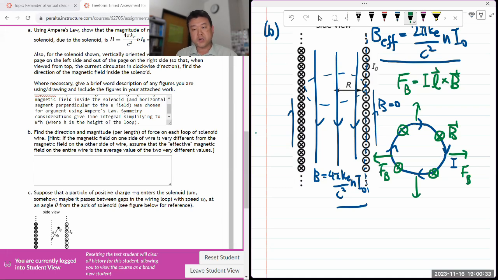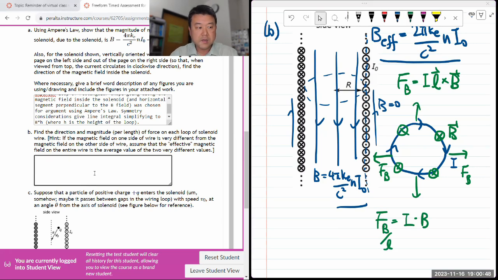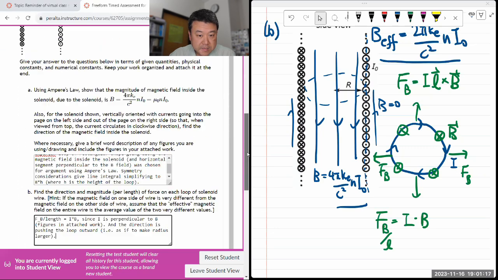But you can think about the kind of pressure pulling it out. Then that'll be FB of I times B. So this FB per length will be I times B. So let's put it this way: FB per length is equal to current times B, since I is perpendicular to B. Figures in attached work. And the direction is pushing the loop outward, as if to make the radius larger. All right, got 6 minutes.